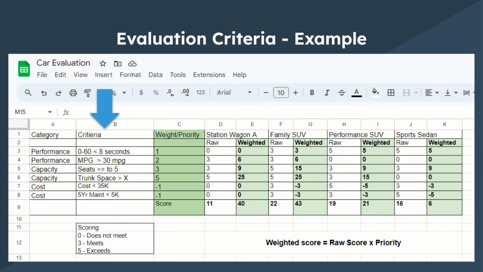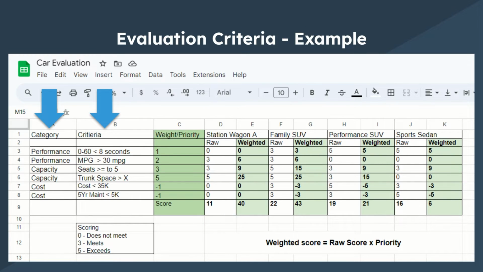So here, if you look at my criteria, they're pretty straightforward, and most of them are somewhat numerical or quantitative in nature. You know, how fast it is, can it get from 0 to 60 in under a certain amount of time, how fuel efficient it is, miles per gallon, capacity, number of seats, trunk space, etc. Then you see I've categorized this criteria.